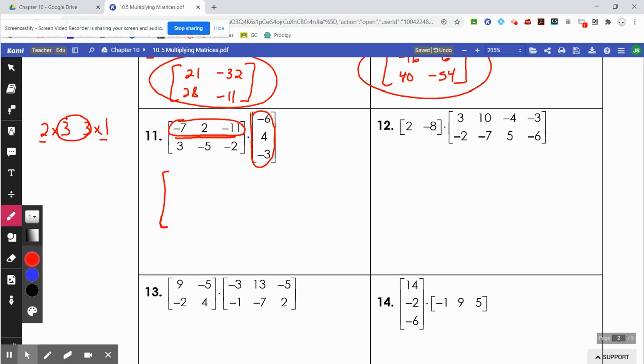So again, match up the elements. First with first, second with second, third with third. -7 with 6 gives you 42 plus 2 with 4 gives you 8 plus -11 with 3, -3 gives you 33.